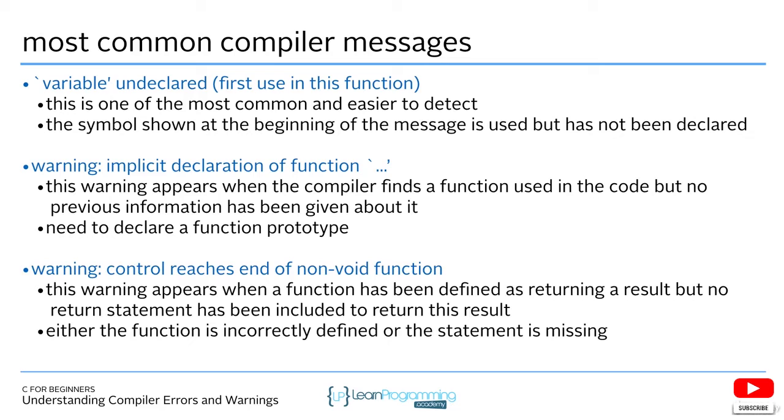Another warning, which will say: control reaches end of non-void function. This will happen when a function has been defined as returning a result. It's non-void, but there's no return statement included in the function. So you forgot to return the data. Either the function is incorrectly defined, where you have to remove the data type before the function declaration, or you forgot to add that return statement. One or the other has to be changed in order to fix this warning. But you see how this is a warning. You can still compile it, but that could really cause problems in your program if you're expecting a function to return something and it doesn't. So you want to fix your warnings.